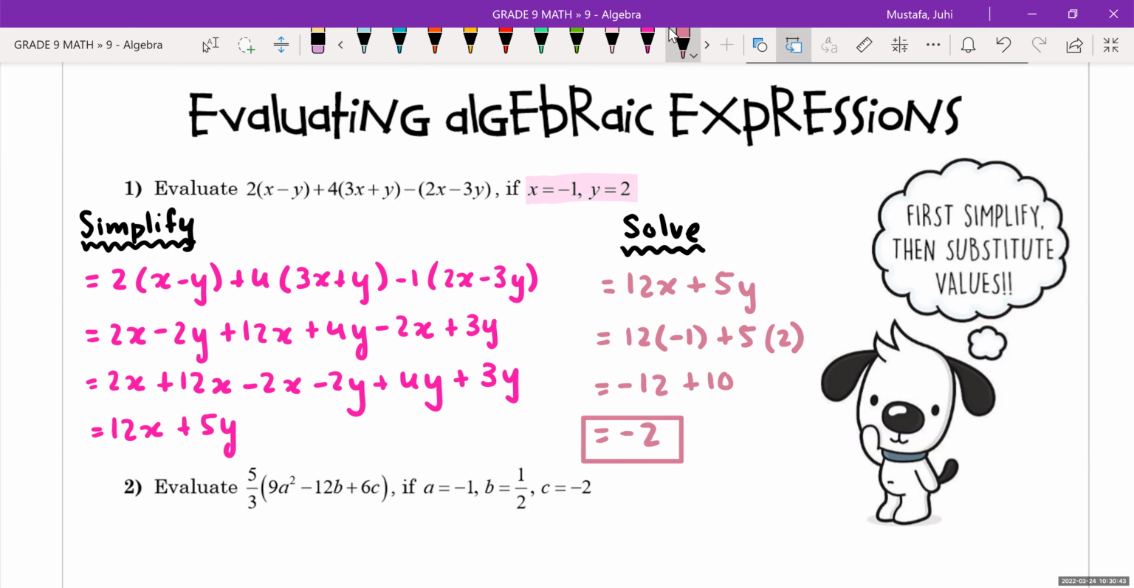And that's it. So do you guys see how we're kind of putting together the skills we've been learning with distributive and collecting like terms, and we're adding and evaluating algebraic expressions with it? No questions?